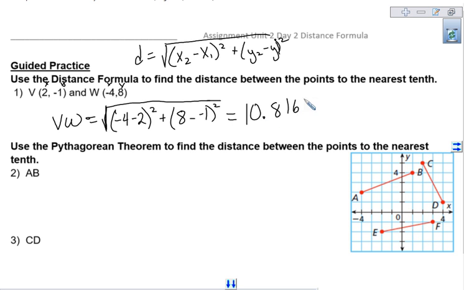And this is what we get. And again, remember that we're rounding to the nearest tenth. So again, this is the tenths place, so we need to look behind it, and that's a 1. So it stays the same, so we have 10.8.